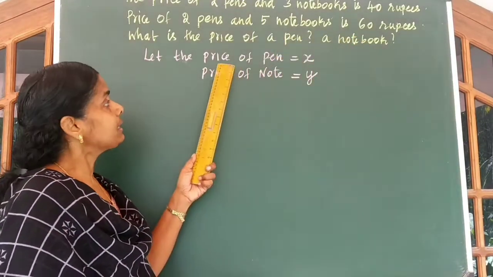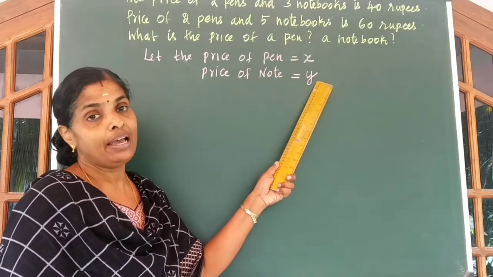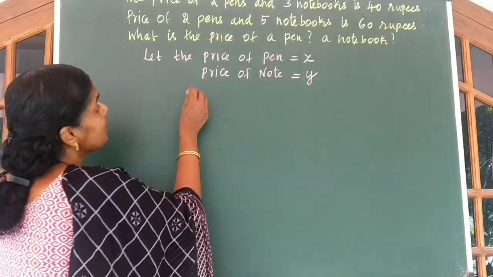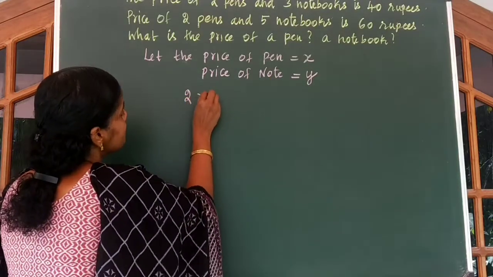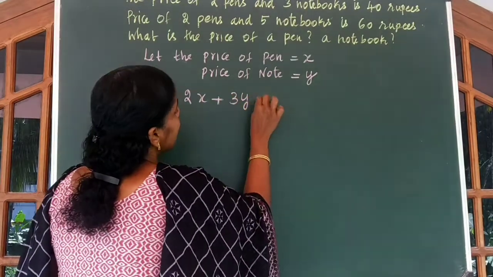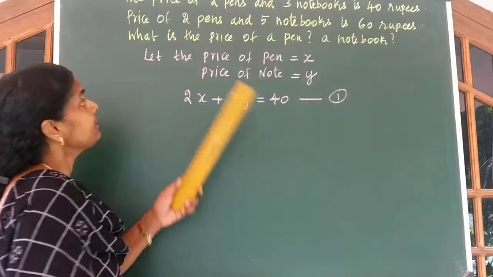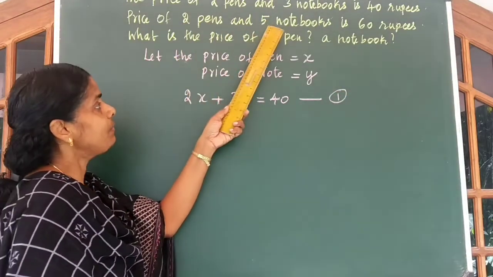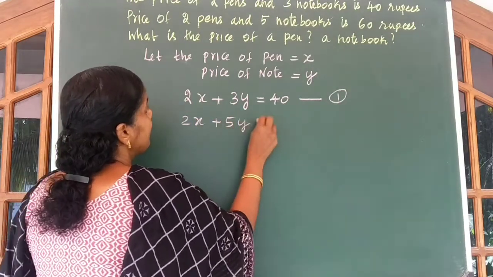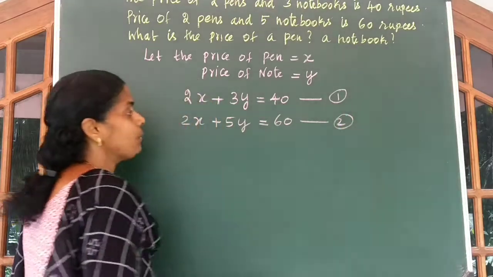I took the price of pen to be x and notebook to be y, and let us frame two equations. So we can write 2 pens, that is 2x, plus 3 notebooks, 3y, is equal to 40. This is our first equation. Then 2 pens and 5 notebooks, that is 2x plus 5y is equal to 60 rupees. This is our second equation.